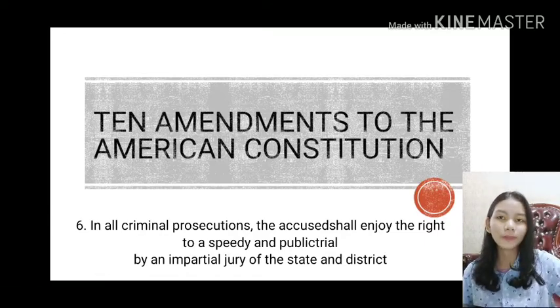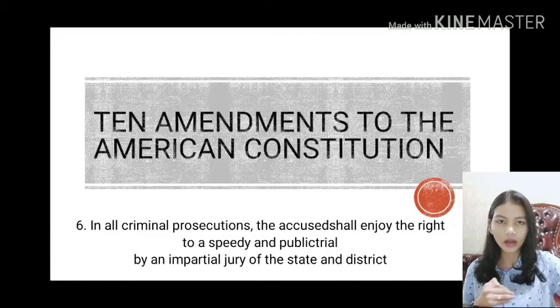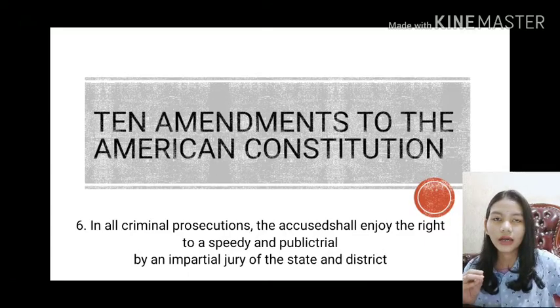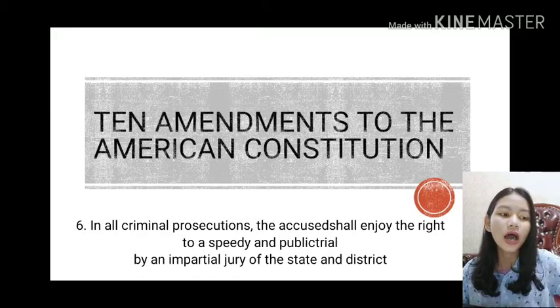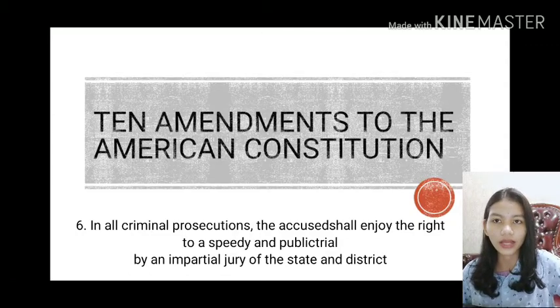to a quick and open trial by a neutral jury from the state and district in which the crime was committed, and the district has been confirmed by law, and is informed of the nature and cause of the allegations, confronted with the witnesses against him, has compulsory process for obtaining witnesses in his favor, and has the assistance of a lawyer for his defense. So in this right, it is more about the people in the US while in court, as well as crimes received by them, which the government will protect, for those who deserve to be protected.